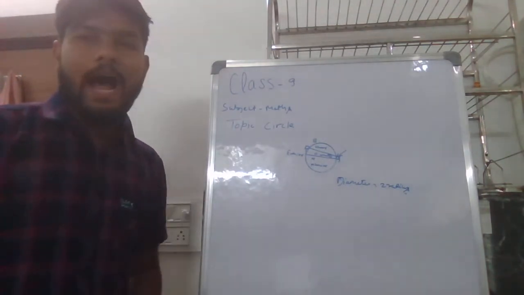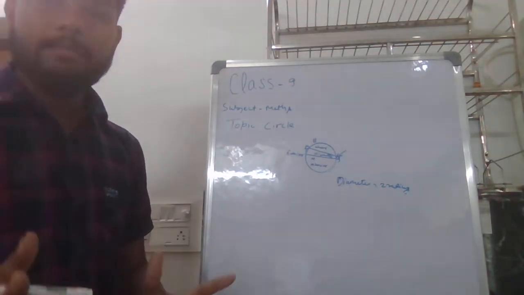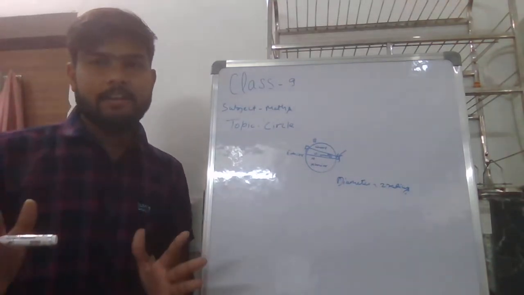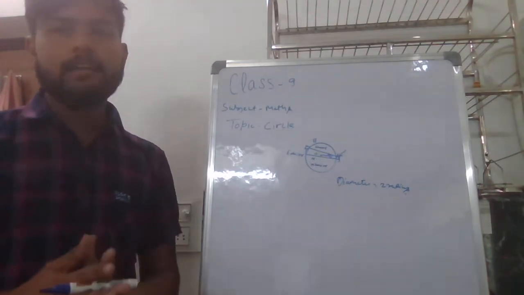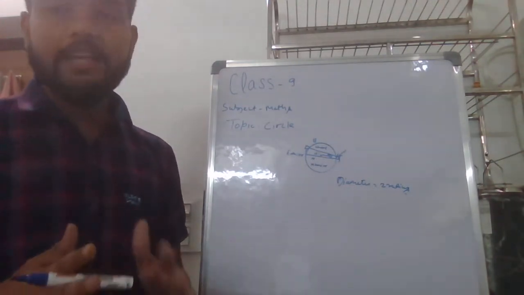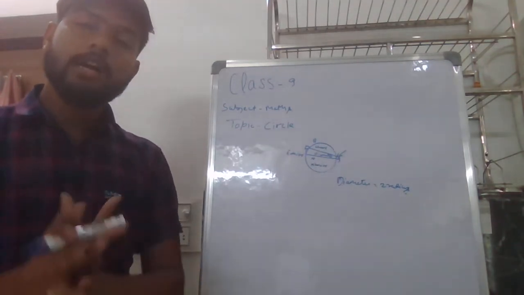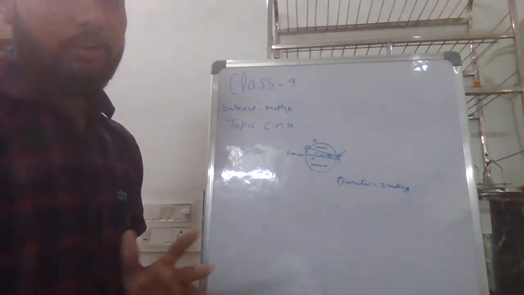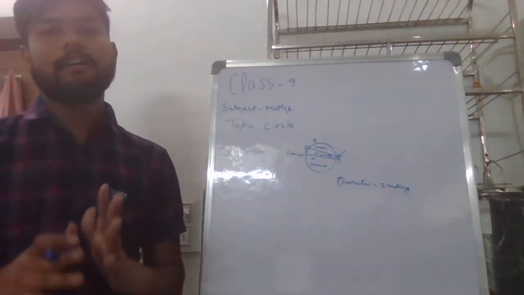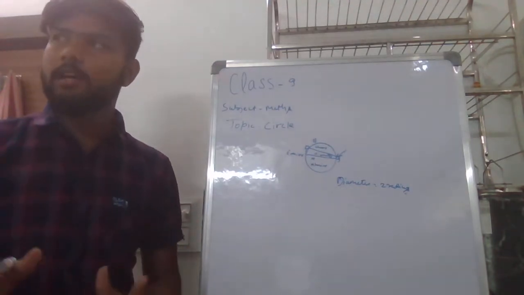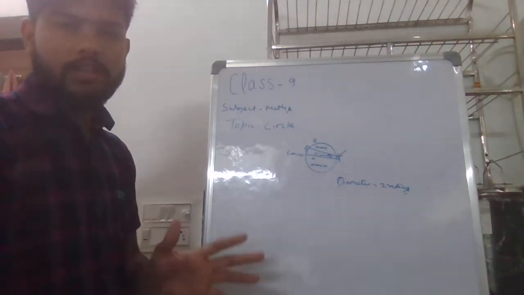Now I have a statement for you. Tell me which statement is correct: a diameter is the longest chord, or a diameter is the shortest chord. Option 1 is correct, or option 2 is correct, or both are correct, or none is correct. Here we can see that the diameter is the longest chord, so option A is the right answer. Very good. Let's move further.